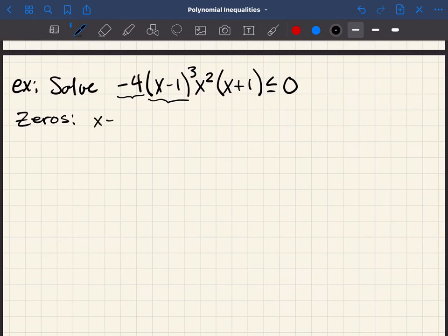So here we have x minus 1. We need to find the 0 of that. We have x squared. Find the 0 of that. Or just x. We'll come back and talk about that.